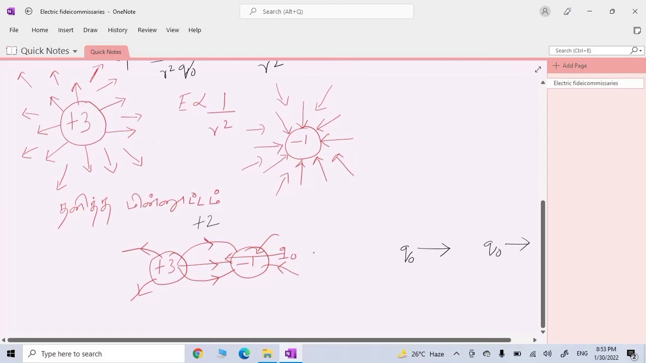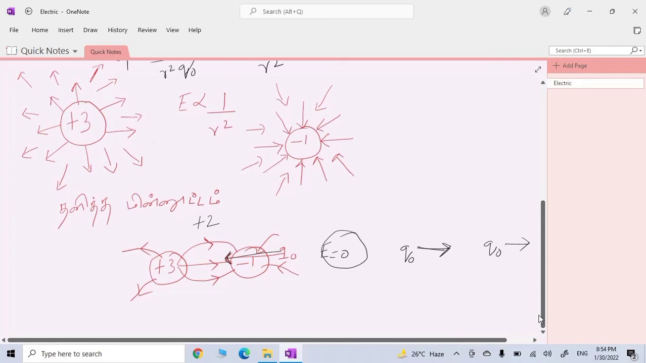Now there is a particular point in between where the electric field will be 0. Why? Because here the direction will be along this direction, and here the direction is along this direction. So there will be a particular point where this flipping of the direction takes over, and at that particular point the electric field is 0. So you can think about it.